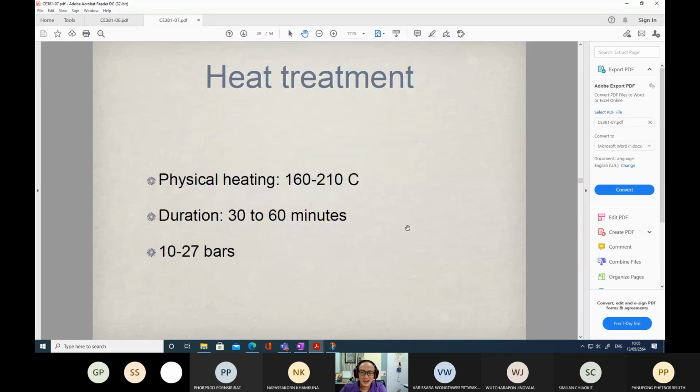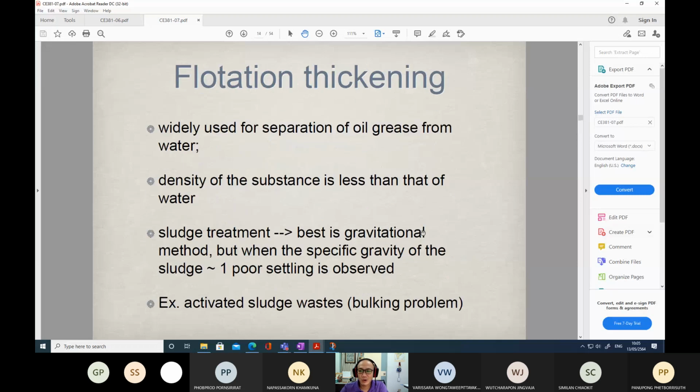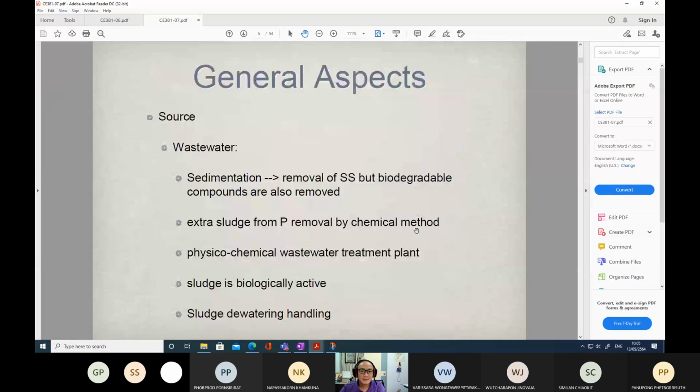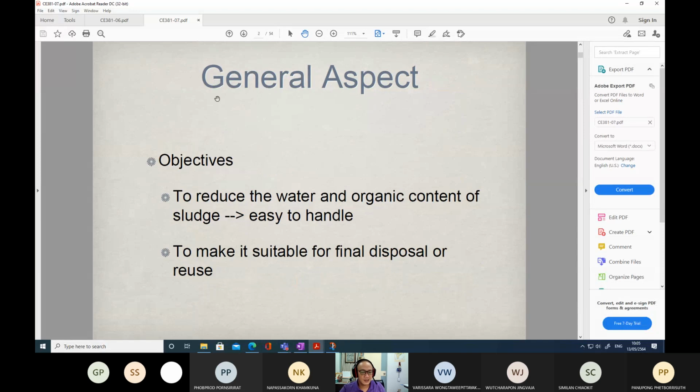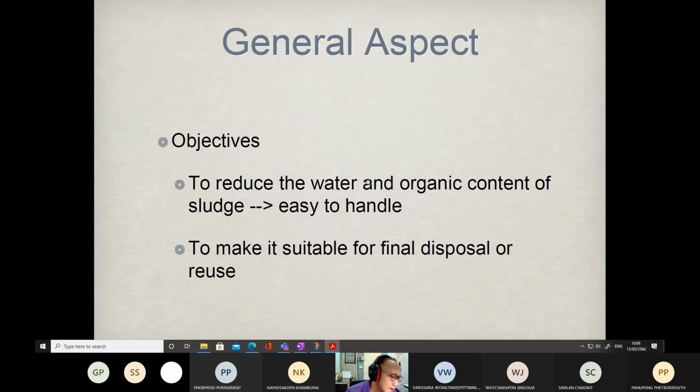This chapter is the last chapter for this course. We will talk about sludge treatment. Why do we need sludge treatment facilities? We really need them because we cannot avoid the handling of the sludge, which is the byproduct of the treatment plants.